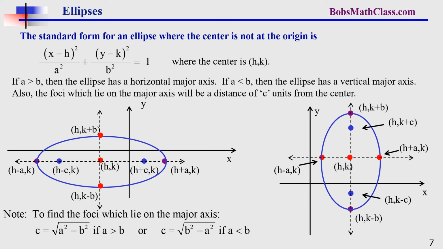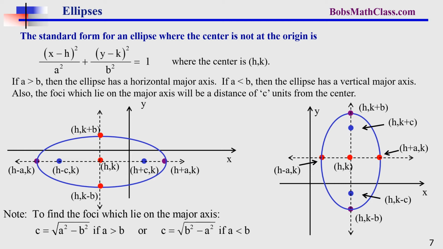The graph on the right has a vertical major axis. We always start at the center. To get our vertices, we add b to the y value, which in this case is k. To get our endpoints, we add or subtract a to the x value. To get our foci, which are on the major axis, we add or subtract c to the y value of the center.